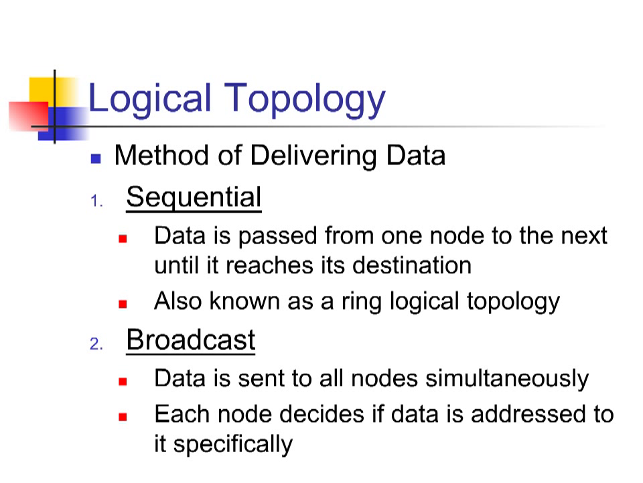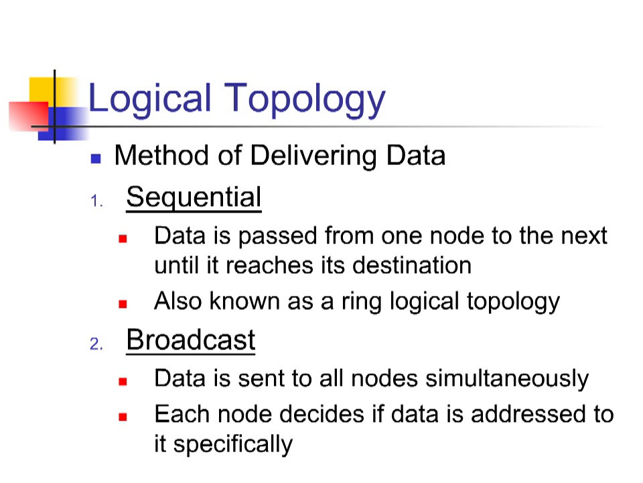So the second property of a network architecture is logical topology. This is the method of delivering the data. We can either go sequentially, in other words, passing the message from one node or one network interface to the next until it reaches its destination. This is also known as a ring logical topology. This was used a lot in the token ring networks that IBM developed. The device that sends the message sends it to the next computer in the chain, and then that gets forwarded to the next computer in the chain, and on and on until it finally reaches its destination.